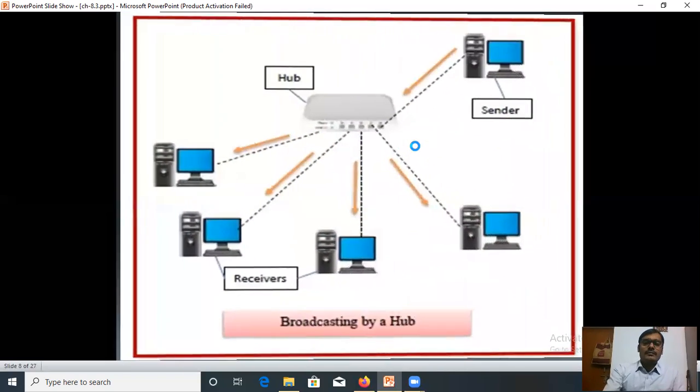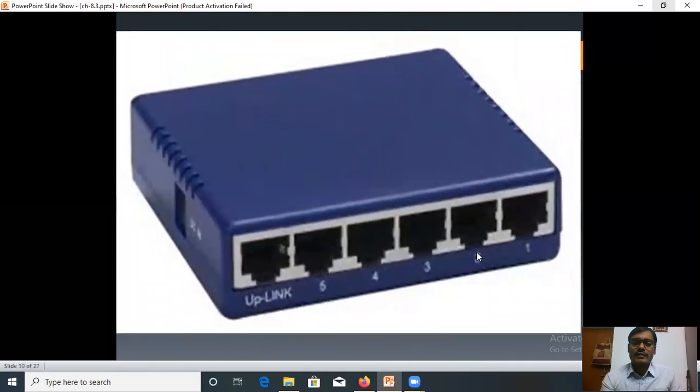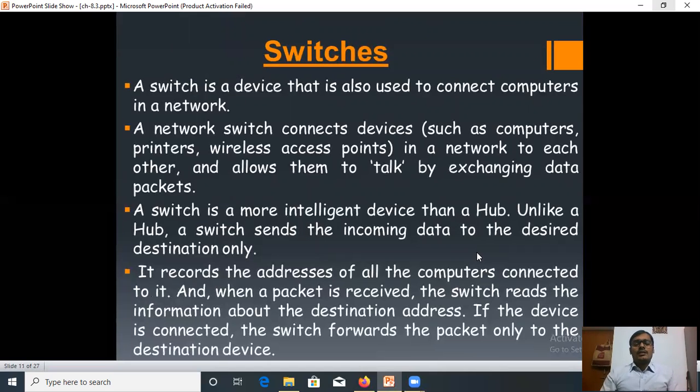So now coming to the switch, first you can see this picture of a hub. This is the sender computer, and the hub is used to connect all the different receiver computers. Sender is sending the data, and through this hub the data can be sent to different computers. This is the picture of a hub. Now coming to switches. What is a switch? A switch is a device that is also used to connect computers in a network. It is also used to connect different computers or different hardware resources to each other. A network switch connects devices such as computers, printers, wireless access points in a network to each other and allows them to communicate by exchanging data packets.